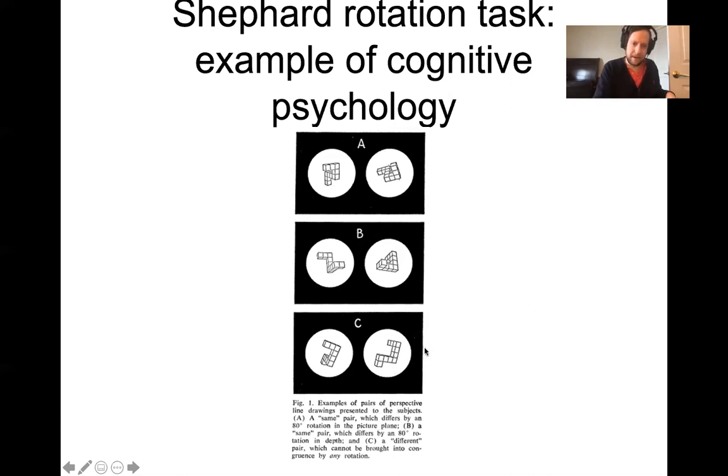But this third set right here, if you look closely, these are actually two different shapes. These two shapes are not the same. And you can see the answers are here. C is a different pair, which cannot be brought into congruence by any rotation. So the answer here would be same. The answer here would be same. The answer here would be these are different. I'm going through these fast because I don't want to waste a lot of time. I do encourage you to look at these and see if you can actually do them. If I'm going too fast, make sure that you can agree with the answers, which are presented down here. So this is the task that people performed in the Shepherd rotation task.